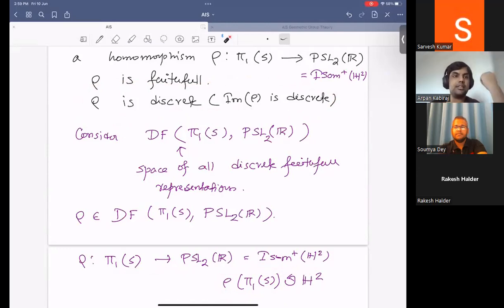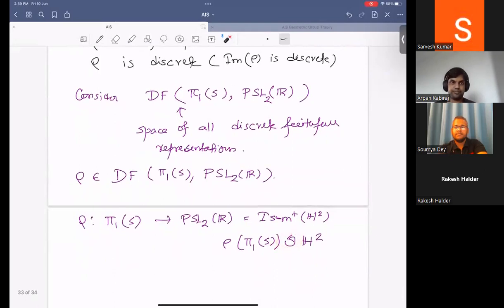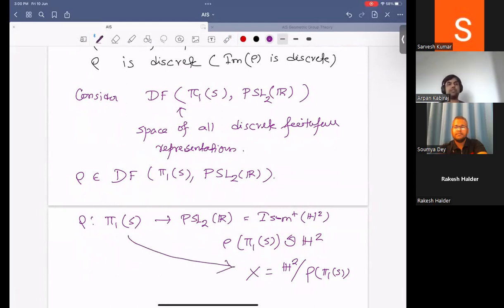Proper discontinuous action is nothing but the image being discrete in the isometry group. The group of deck transformations acting properly discontinuously is nothing but saying that this group of deck transformations sits as a discrete subgroup in the space of isometries. So the image being discrete is the same as the action being properly discontinuous. Therefore, you can take the quotient by this pi1 of S and call this X, and this rho will already give you a diffeomorphism.